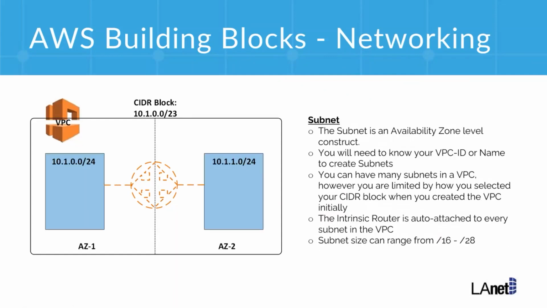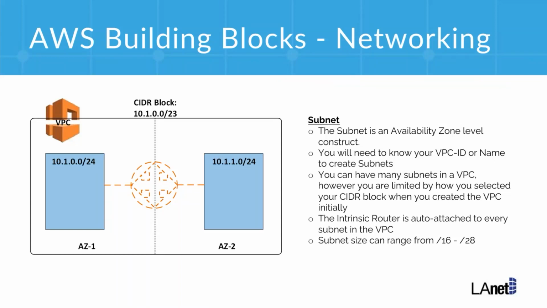Okay, let's talk about the next one, which is the subnet. So I've built my VPC. I've added in a CIDR block. But I need to take that CIDR block and break it into subnets so that I can actually start building things. Remember that the VPC is a regional construct. The subnet is an availability zone level construct, right? So that's what I was saying earlier, that you want to think of the availability zone as being tied to a subnet.